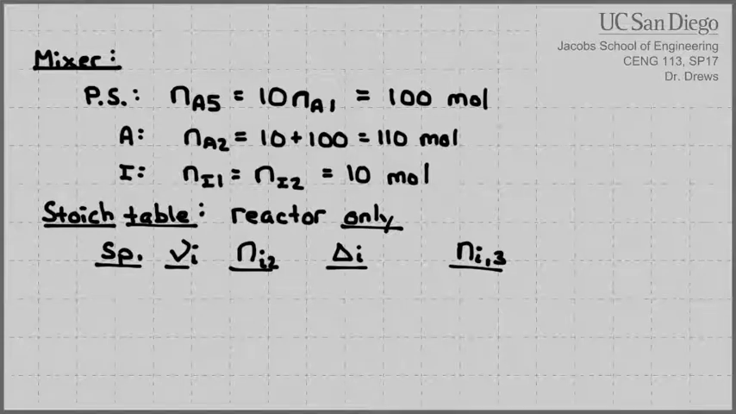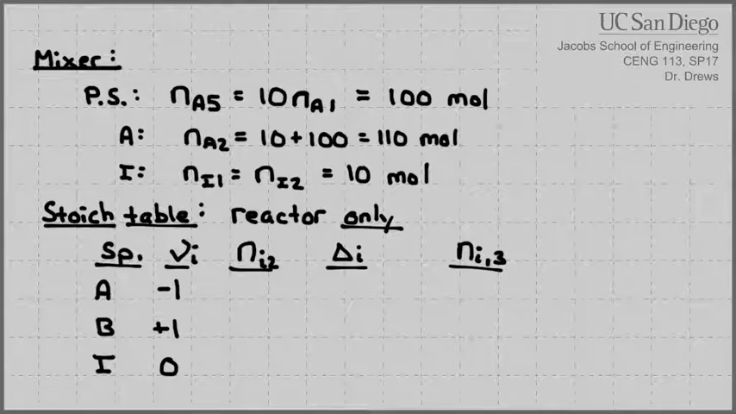There are 3 species to worry about: species A, B, and an inert I. Our reaction was pretty simple. It was just A goes to B, so we've got -1, +1. Inerts don't react, so they get a 0.